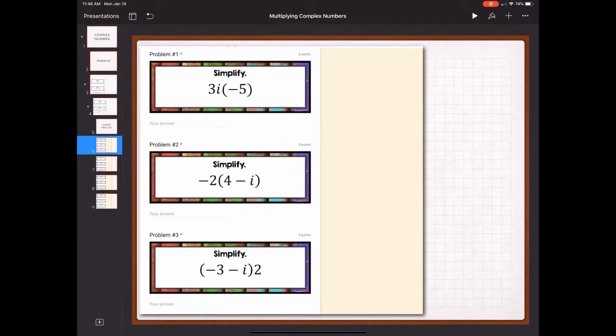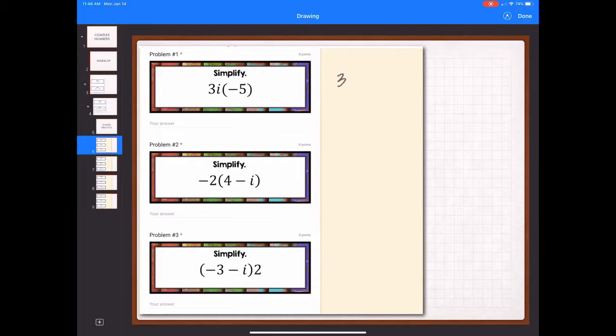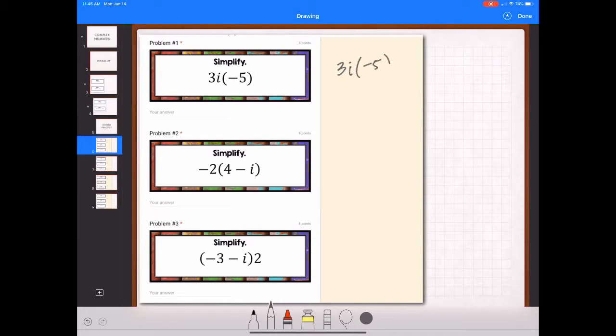Okay, so problem number 1, you're going to multiply 3i times negative 5. And that's just multiplying 3 times negative 5, that's negative 15, and then with the i. Problem number 2, negative 2 times 4 minus i. Distribute the negative 2, which gives you negative 8 plus 2i.